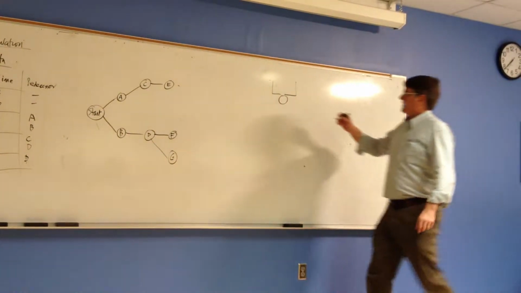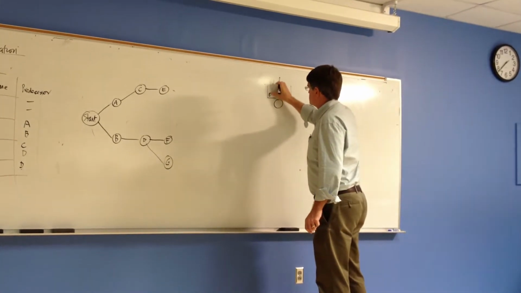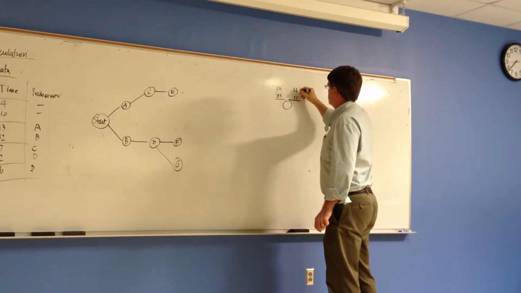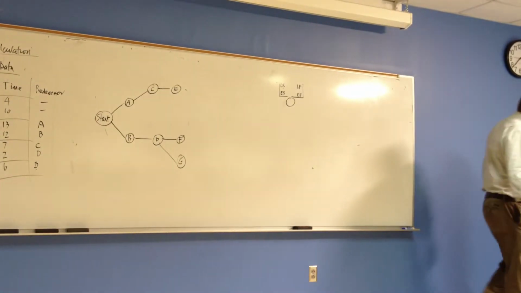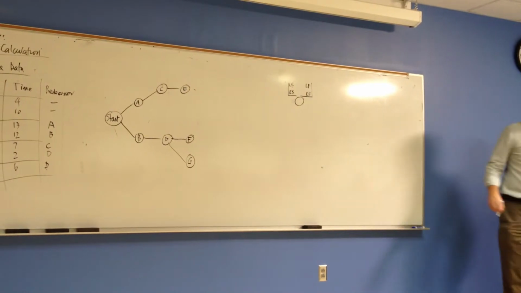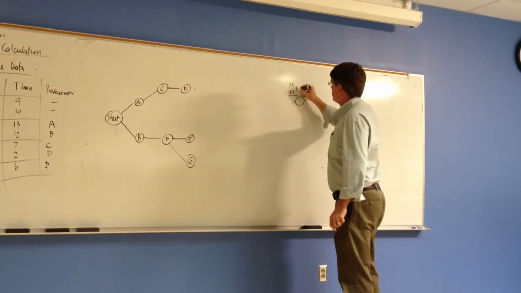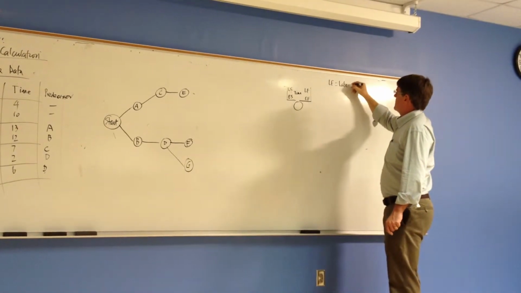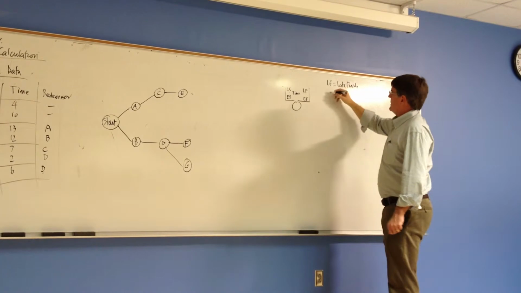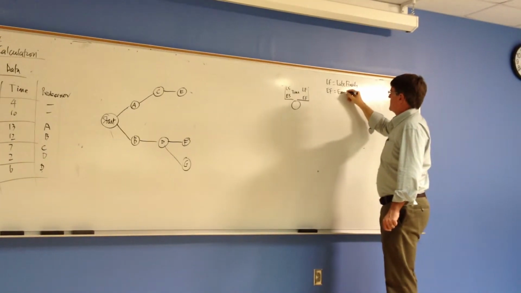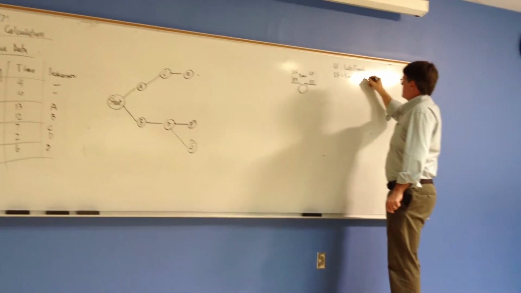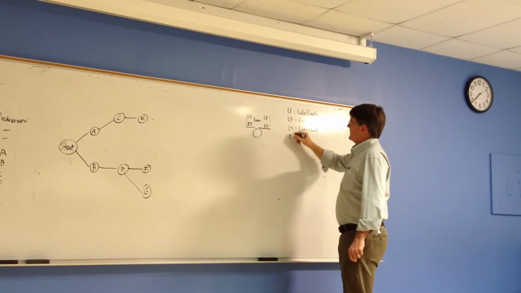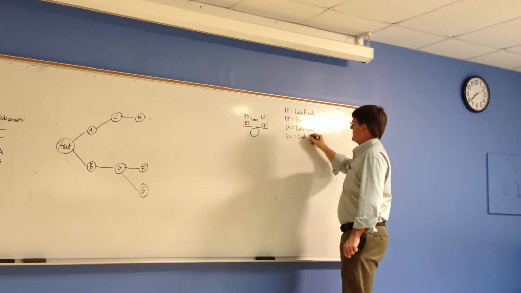So there's early start, early finish, late start, and late finish. And then they also use just the duration. All right, so LF is the late finish. EF is the early finish. LS is the late start. And ES is the early start.